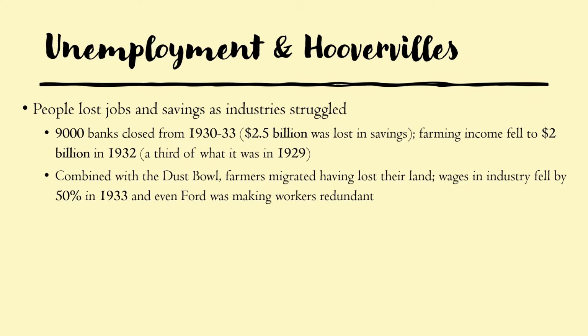Farming income fell as well to $2 billion in 1932, which is a third of what it had been 3 years previously. And this was combined with the Dust Bowl, storms, and horrifying weather conditions, which had torn apart a lot of farms in America and meant that farmers lost their land. They had to move away to other states. So this meant that farming income just collapsed completely.